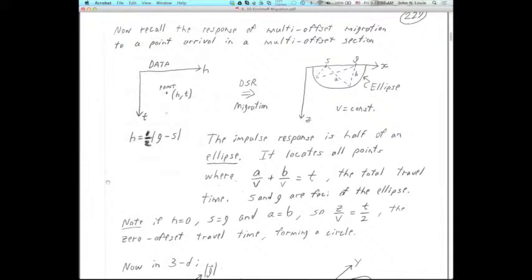Okay. Now, here's the key, and I'm going to try to get this point across, and then we'll have to quit until next week. All right. The response of multi-offset migration to a point arrival in a multi-offset section.